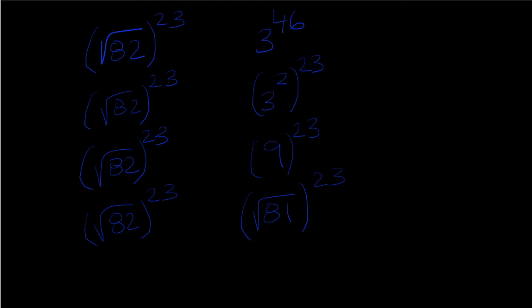So notice with these two, they have the same exponent, but the square root is different. So the base is different. This base is bigger, so we say that square root 82 to the 23rd power has to be bigger than the square root 81 to the 23rd power, which if we follow back up here would take us back to 3 to the 46th power.